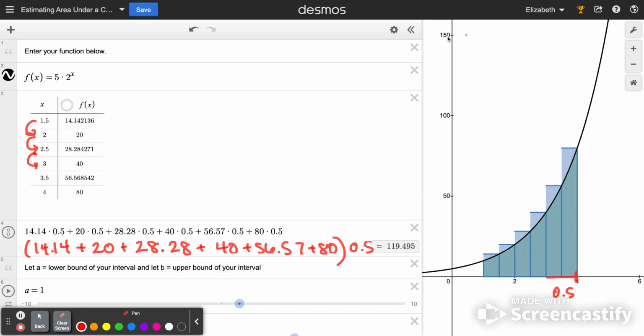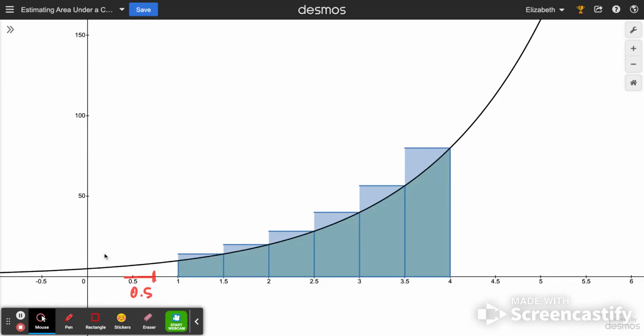So again, we will continue to work on making this more and more precise by adding in more and more rectangles, making the width of those rectangles get smaller and smaller. We'll also continue to explore some ways to make the process more efficient.